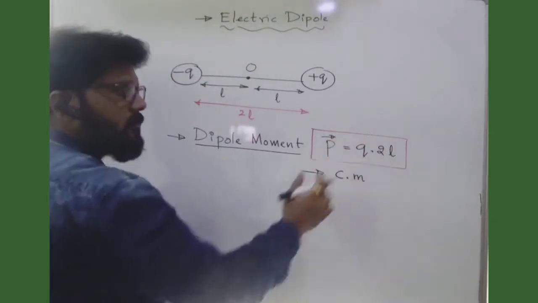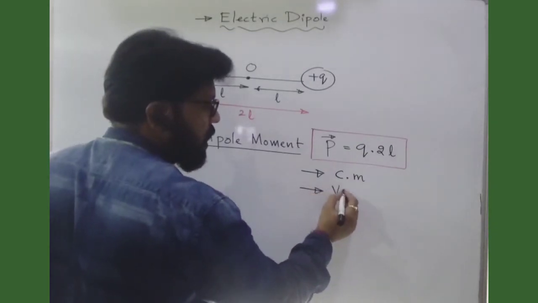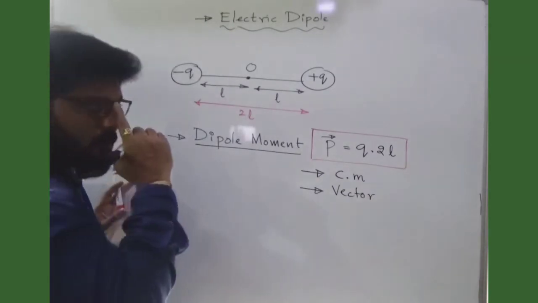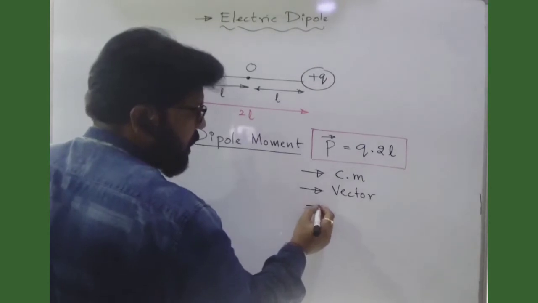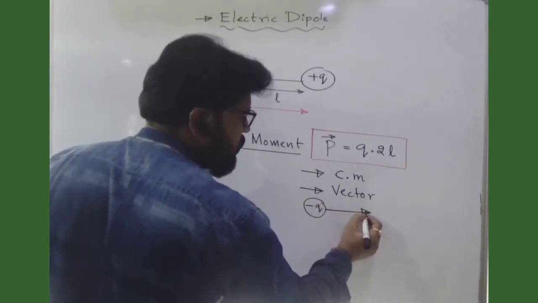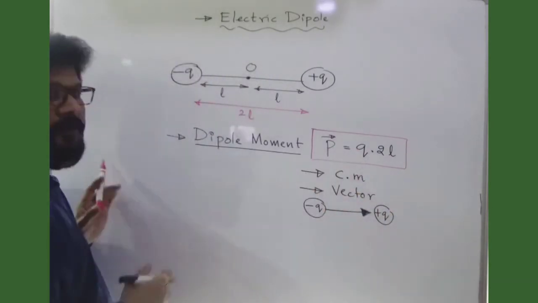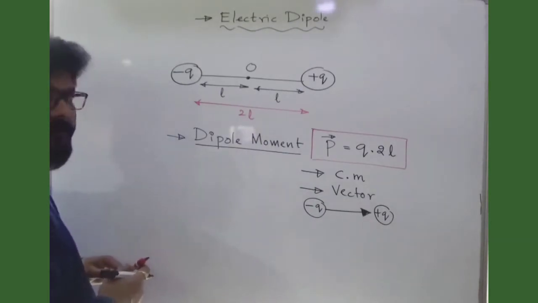Coulomb is the charge, and meters the distance. It is a vector quantity whose direction is from the negative charge to the positive charge. That means away from the negative charge and towards the positive charge. This is the direction of the dipole moment. The dipole moment is a vector quantity, right? Is this clear?